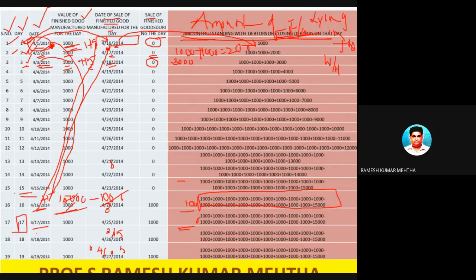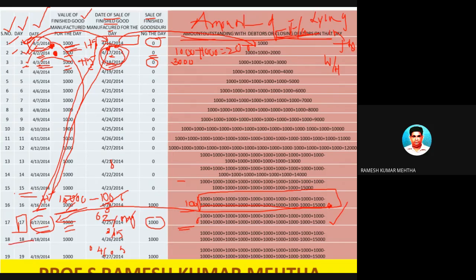Let's carry on our discussion on 17th April. On 17th April, I have manufactured another 1,000 rupees. This will be sold on 2nd May. On that day, we are going to sell on 17th April this particular finished goods, which has completed 15 days. So previously there was 15,000 worth of finished goods. During the day, we have manufactured 1,000, so 16,000 was the finished goods. And out of this 16,000, this one is going out for sales. So 16,000 minus 1,000 is 15,000.